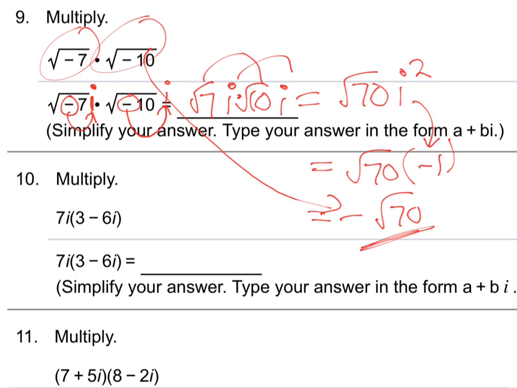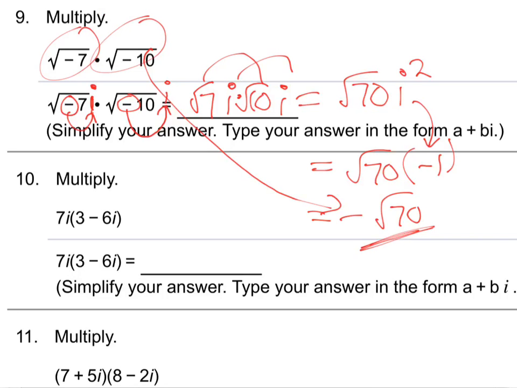So let's try number 10. Let me get y'all good on that one. Let me rewrite 10 for you and write out the rule we've seen. 7i times 3 minus 6i.